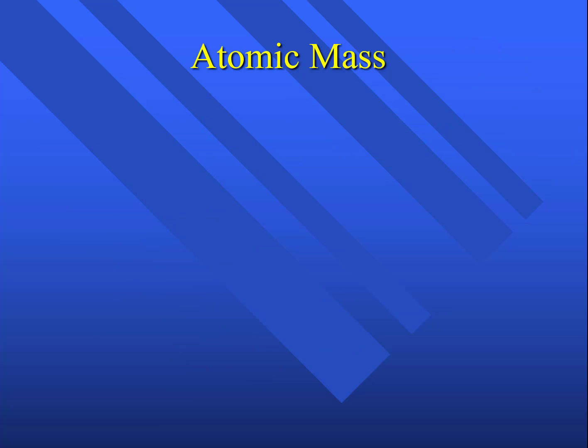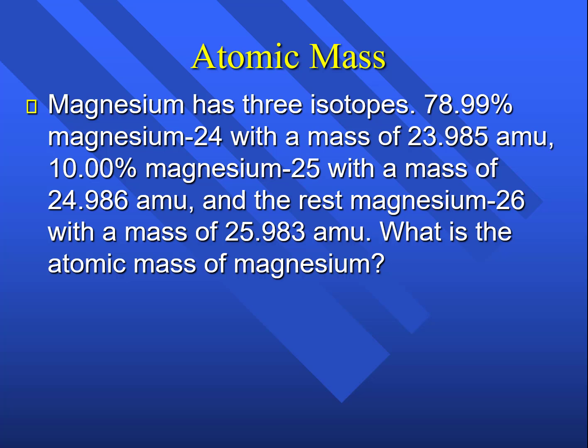Okay. Sorry. So magnesium has 3 isotopes. 78.99% is magnesium-24 with an atomic mass of 23.985. 10% is magnesium-25 with an atomic mass of 24.986, and the rest with a mass of 25.983 AMUs. What's the atomic mass of magnesium? So there's 3 kinds of magnesium. What does the average magnesium weigh? That's what this question's asking.